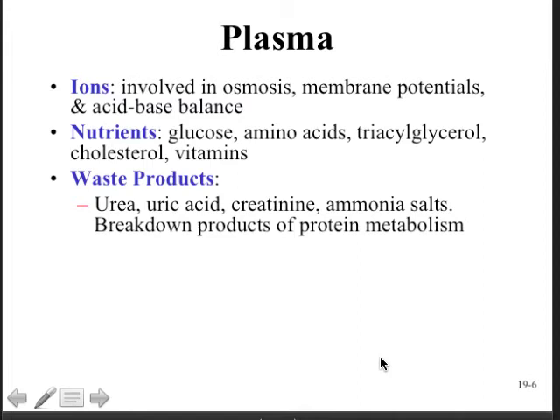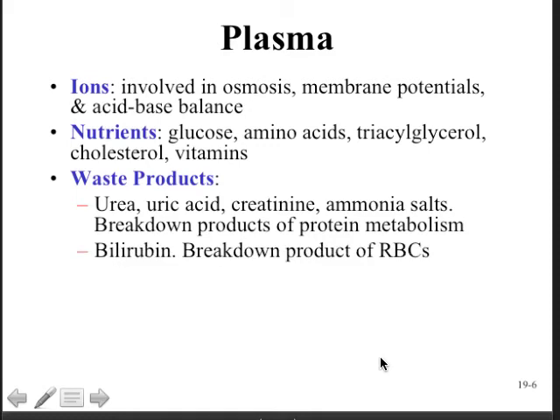And then there's waste products. Most of these contain nitrogen. Examples of nitrogenous waste include urea, uric acid, creatinine, and ammonia salts. They are the result, essentially, of protein breakdown. We don't want these building up in the body because they will radically change the pH of the tissues and the tissue fluid in the plasma.